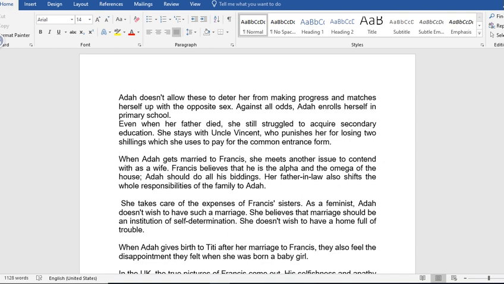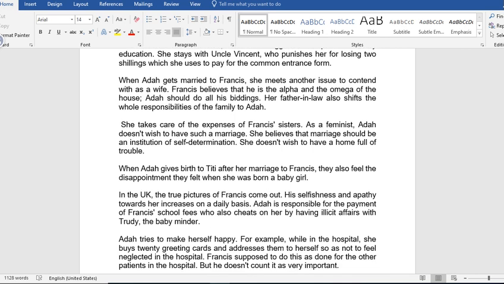When Ada gets married to Francis, she meets another issue to contend with as a wife. Francis believes that he is the Alpha and the Omega of the house. Ada should do all his biddings. Her father-in-law also shifted the whole responsibilities of the family to Ada. She takes care of the expenses of Francis' sisters. As a feminist, Ada doesn't wish to have such a marriage. She believes that marriage should be an institution of self-determination. She doesn't wish to have a home full of trouble.